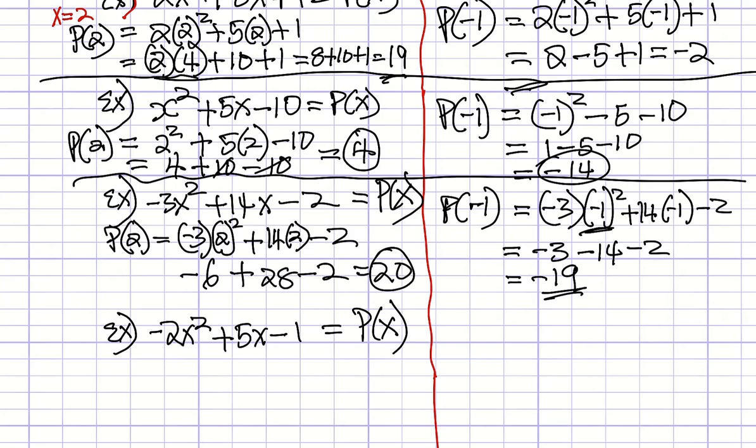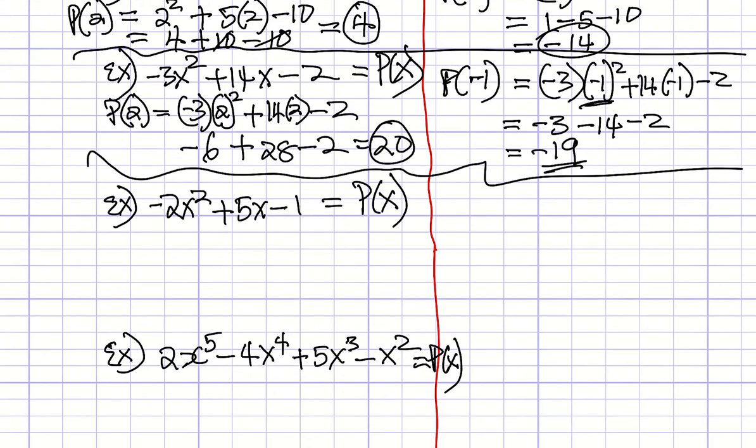It's nothing else we could do. Negative 19. So we keep going. We're done with that. So here P(2) is equal to negative 2. Alright.